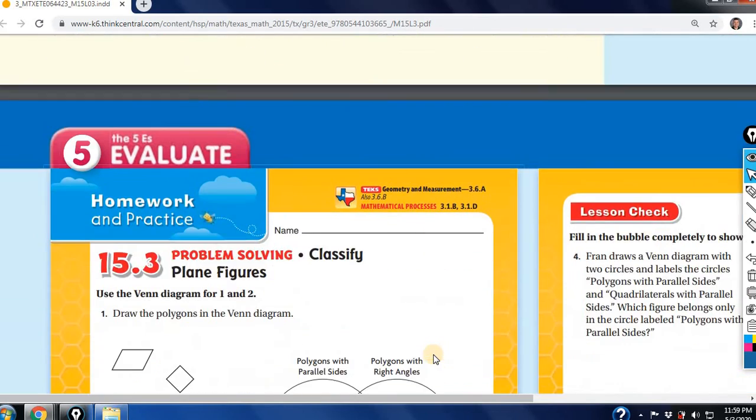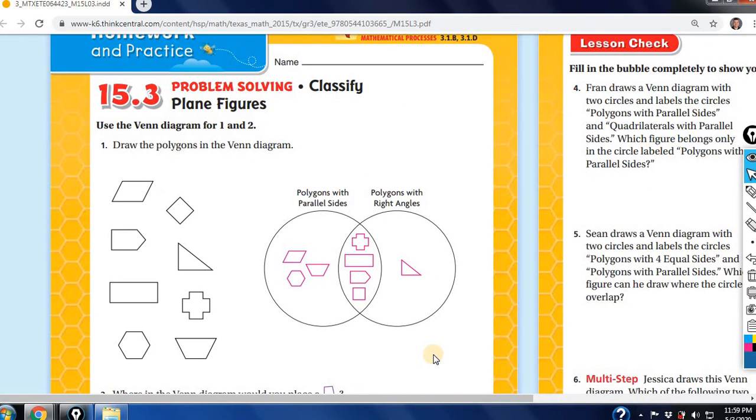Okay, let's take a look at your homework and practice. So you had to draw the figures in here. So this is how you had all these figures to draw. You had your categories: polygons with parallel sides, polygons with right angles, and then what goes in between. So your shapes that go in between have parallel sides and right angles. It doesn't give you a number of right angles, it just says they have right angles. The reason this shape is not in here is because it does not have any parallel sides. The reason these shapes are not in here is because they don't have right angles. Okay?